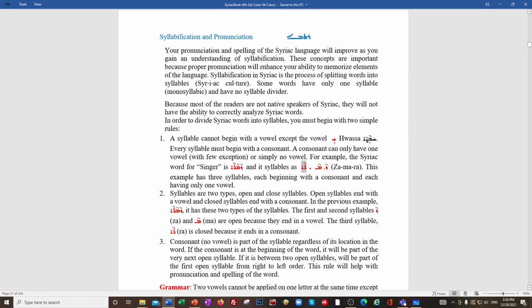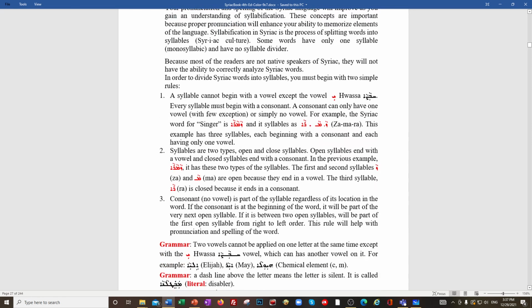That is going to take us to the third rule. When I have a letter that has no vowel, it cannot make a syllable by itself, so it is going to join the one that has a vowel. Zamara. Syllables are of two types. The first one is open and the second one is closed.